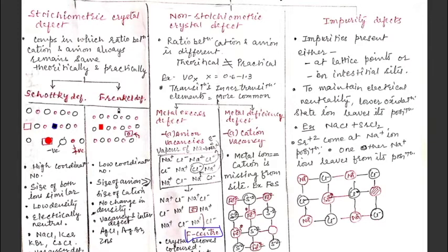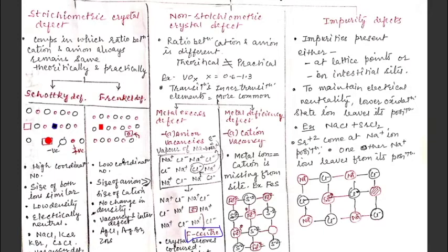Frenkel defect is that defect in which an ion is missing from its original site, original position, but it is present in the interstitial site of the crystal. That means it is not in its own place, where the ion should have been, but instead it occupies the interstitial site. So this type of defect is called Frenkel defect.